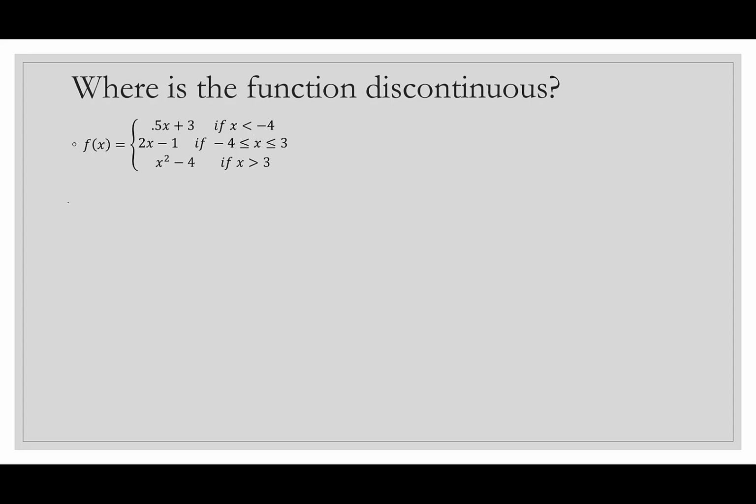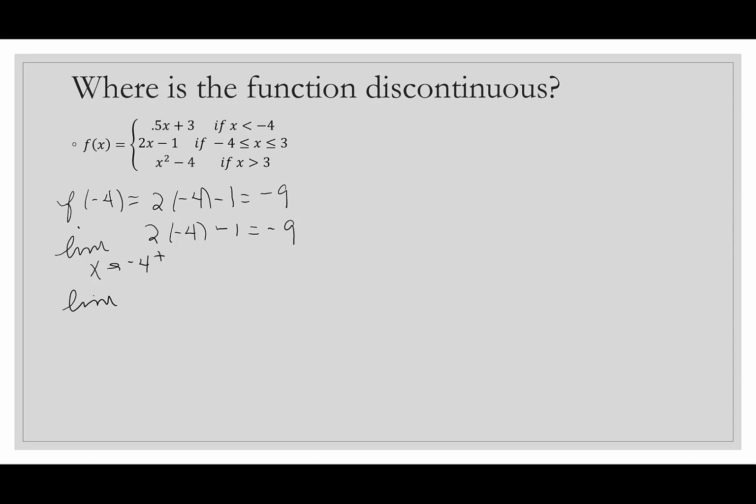So let's start by looking at the negative 4. F of negative 4, we're going to use the second line to find the function value. I have 2 times negative 4 minus 1. 2 times negative 4 is negative 8, minus 1 is negative 9. Now let's look at the limit as x goes to negative 4 from the positive side. So that would be bigger, and that would put us back at that second line again, 2 times negative 4 minus 1, which is equal to negative 9.